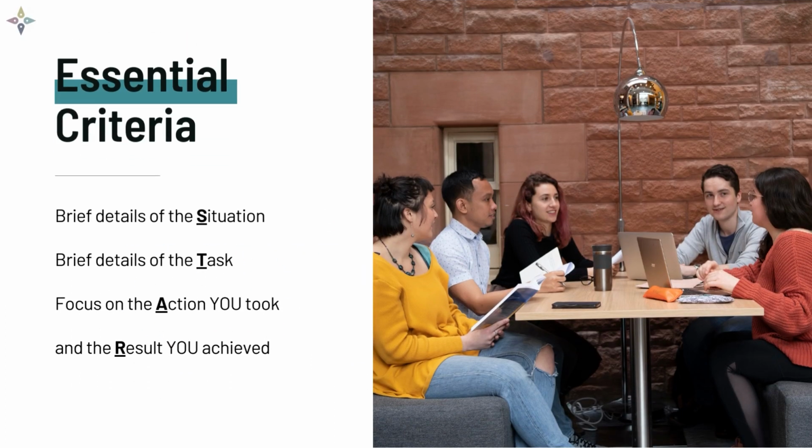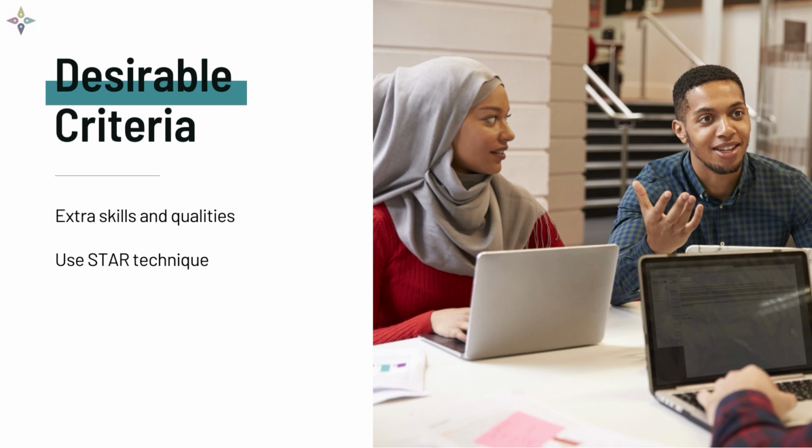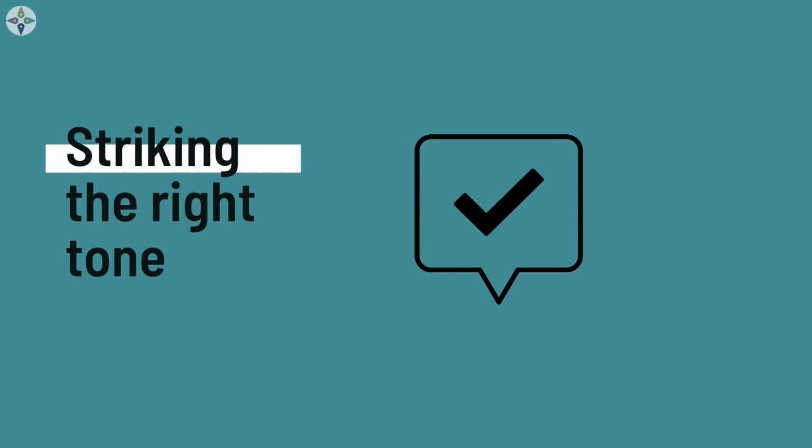When providing evidence, this should be framed in a personal way. We want to know the situation that you were faced with, what role you played, the action you personally took, and the outcome. The desirable criteria are used to highlight extra skills and qualities we are looking for in a candidate. It is important to try to provide evidence against these too using the STAR technique. If you do not possess the desirable skills, it's worth saying that you're keen to learn rather than leaving it blank.